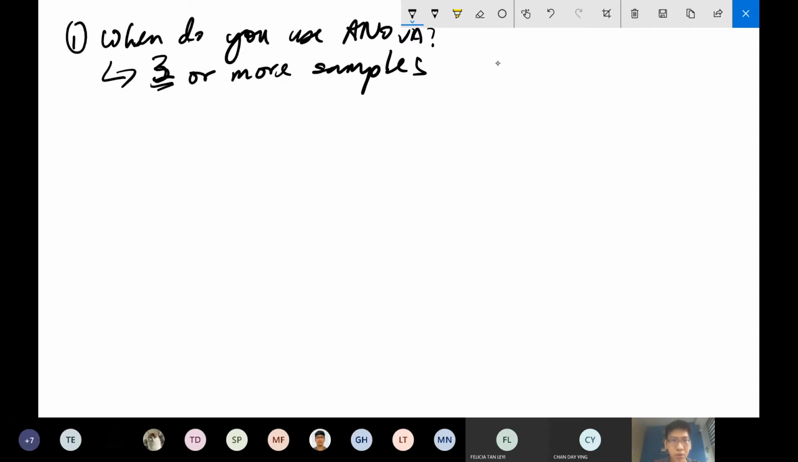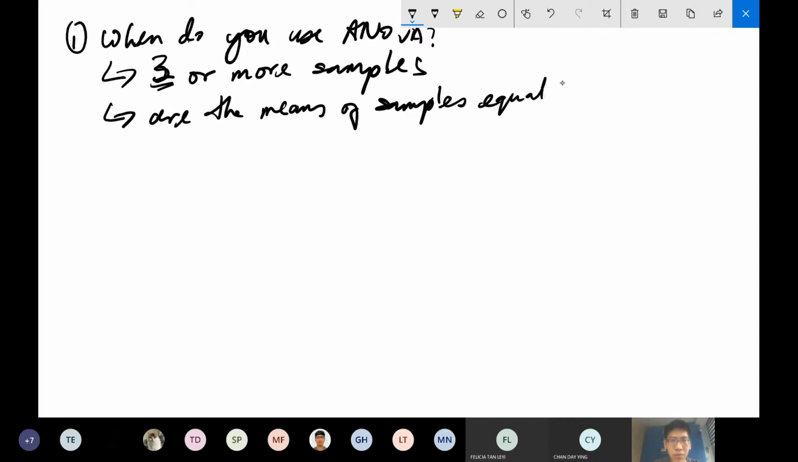And what you're trying to find out is, are the means of the samples equal? ANOVA is essentially a test very similar to your t-test but for three or more samples. So in this case, it makes your life quite easy. Just a few things to take note.